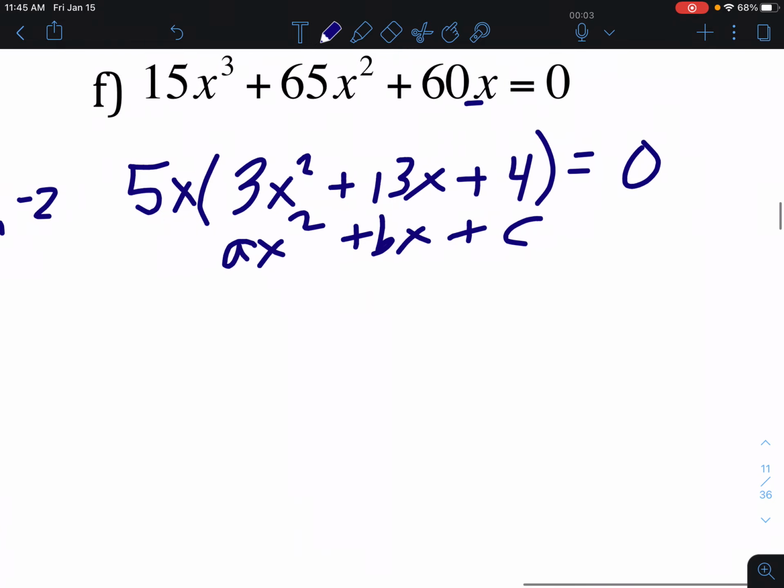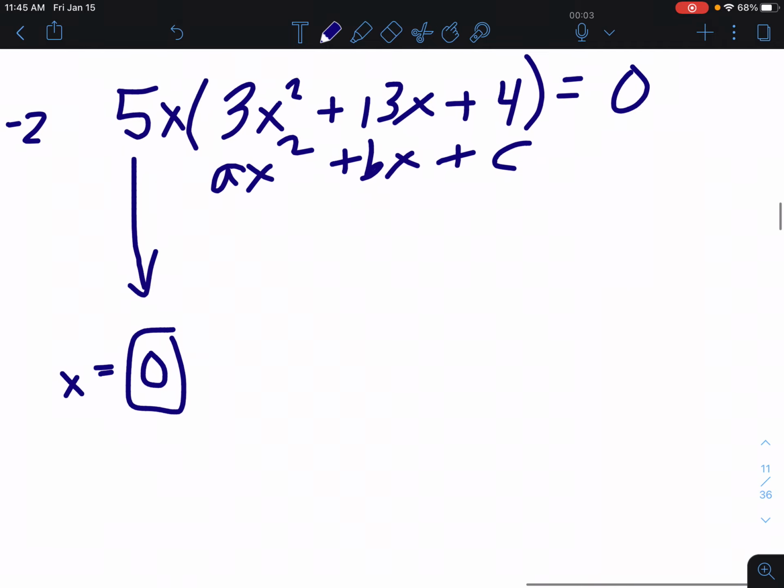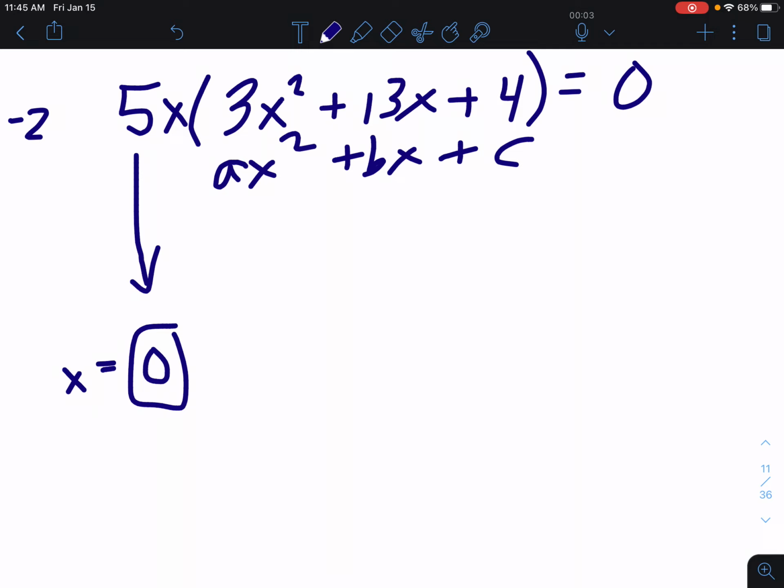Now, before I go into the formula, I'm not going to forget about this guy. Remember, I do get an answer out of him. The GCF has an x, so that's 0. 5x equals 0. So now I'm going to go to my formula. If you guys are shaky on it, please pause this, go look it up. You guys took a test on it, so you need to be good on it.